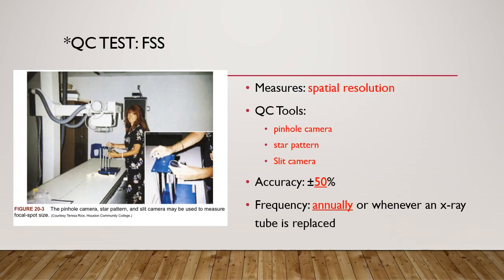The focal spot size test tool measures spatial resolution, because focal spot size only affects spatial resolution. The QC tools are the pinhole camera, the star pattern, and the slit camera. Accuracy is plus or minus 50%. The frequency is annually and whenever an X-ray tube is replaced.